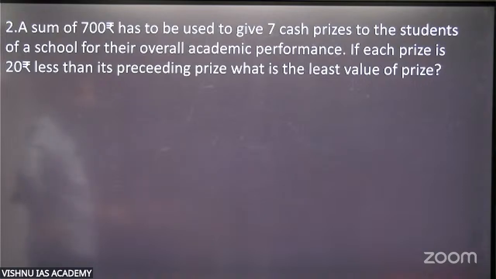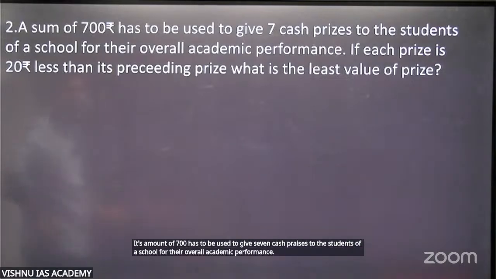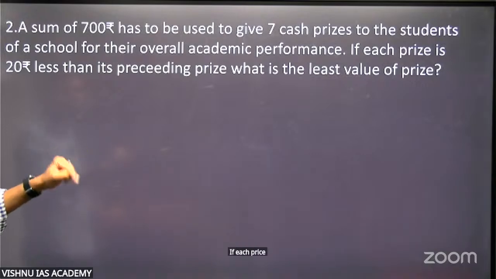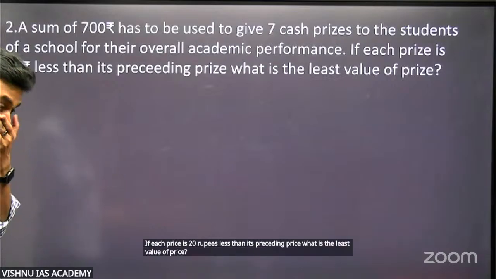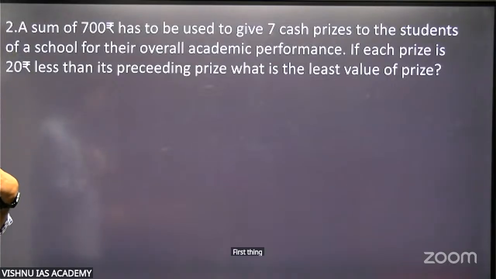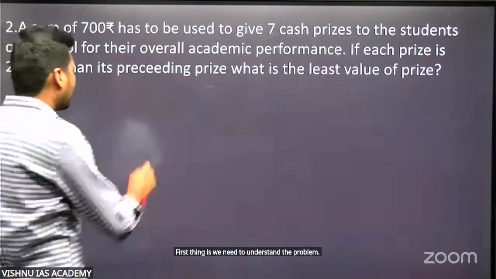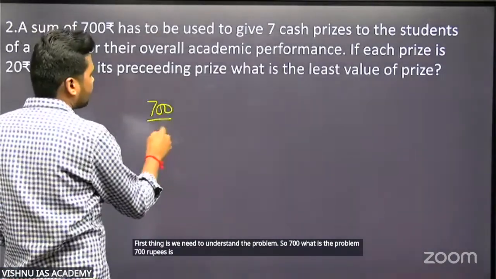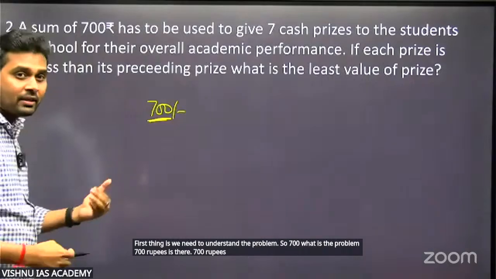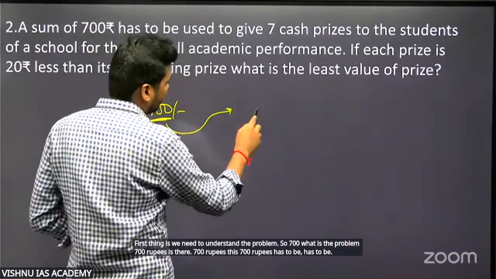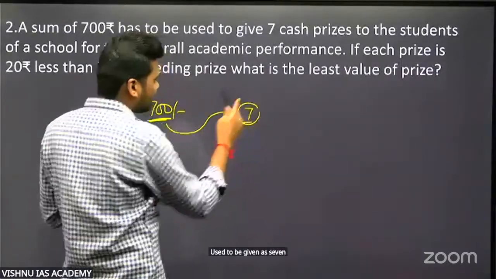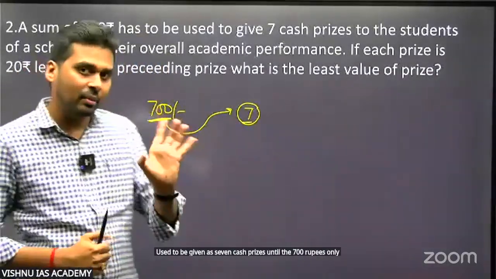A sum of 700 has to be used to give 7 cash prizes to the students of a school for their overall academic performance. If each prize is 20 rupees less than its preceding prize, what is the least value of prize? First thing is we need to understand the problem. So 700, what is the problem? 700 rupees ఉంది. These 700 rupees are to be given as 7 cash prizes. అంటే ఈ 700 rupees ని 7 prizes గా ఇద్దాం అనుకున్నారు.